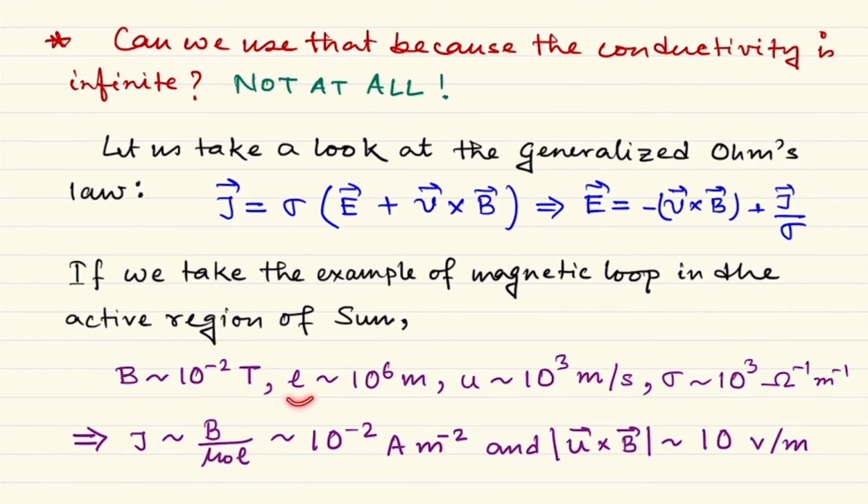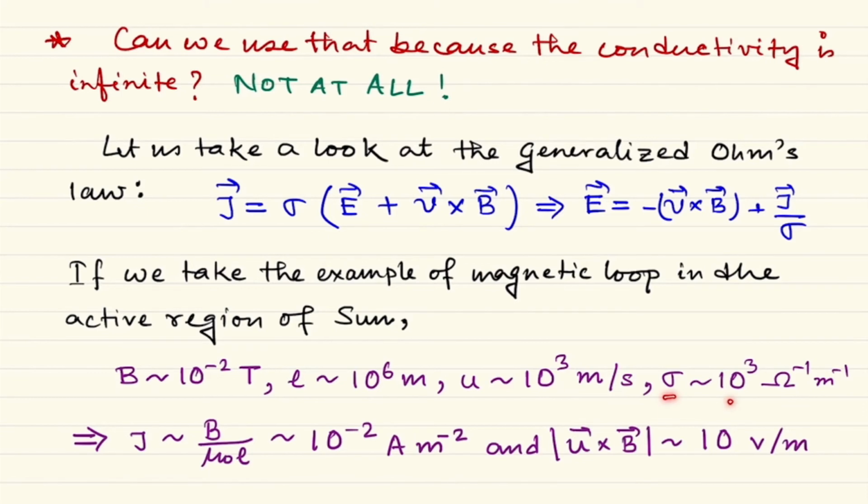Then the length scale at which we are interested is 10 to the power 6 meter. That is the typical size of the magnetic loops, for example. And U is 10 to the power 3 meter per second, and actually a bit larger than that even. So that is of the order of kilometers per second.